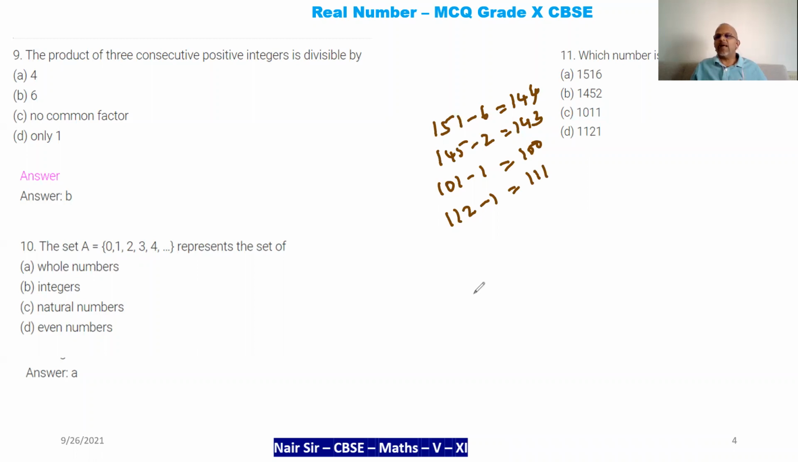Which one is divisible by 11? This is not divisible by 11. This is not divisible by 11. This is not divisible by 11. Only the second number is divisible by 11. So the answer is B.